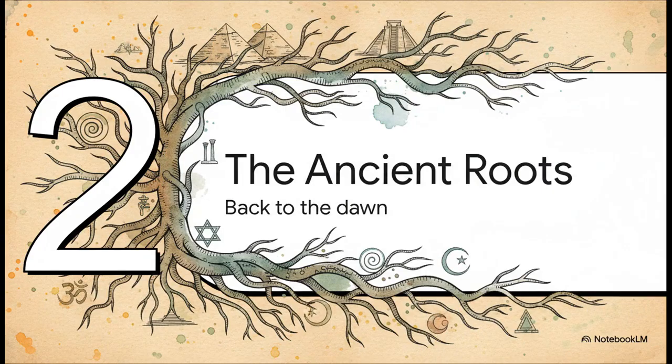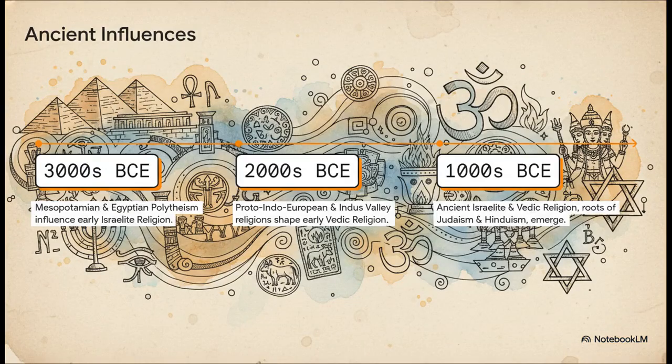Okay, now for our second section. Let's actually dig down into the roots of this tree. Because to really get it, you've got to go way back to the dawn of civilization and find the common ancestors of today's biggest religions. And this timeline just lays it out so well. Look at how Egyptian and Mesopotamian beliefs helped shape what would become early Israelite religion, the precursor to Judaism.